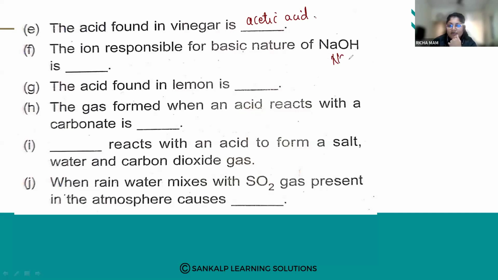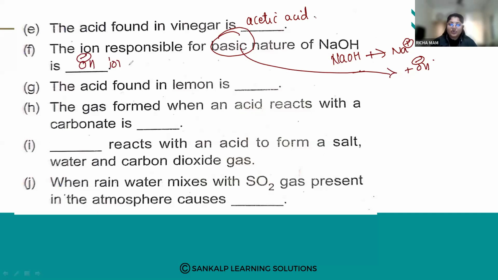Yes, NaOH, when it is added in water, will dissociate into Na plus and OH minus. So the basic nature is due to the OH minus ions, or you can say hydroxide ions. Fine. The acid found in lemon is, so which is the acid found in lemon, students? It is the citric acid.